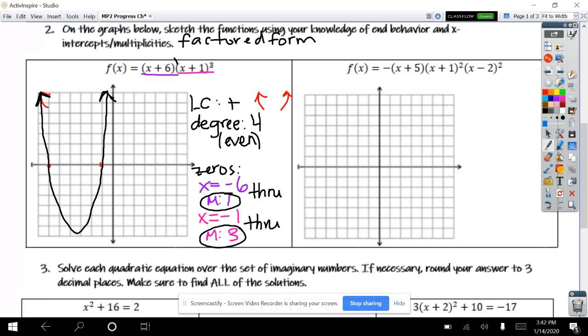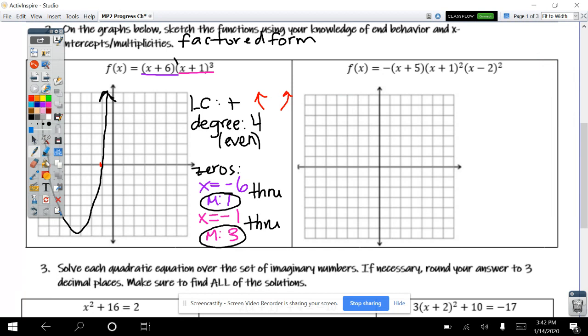So we have another one here. I would definitely pause and try this one on your own if you understood the last example, before you watch me do it. But the leading coefficient, I just need to look at the front of the factors and I see there's a negative sign. So that means I have a negative leading coefficient. And then I need to figure out the degree. So I look at the exponent on each factor. I've got 2, 2, and then a 1. So 2 plus 2 plus 1 gives me 5, which is odd.